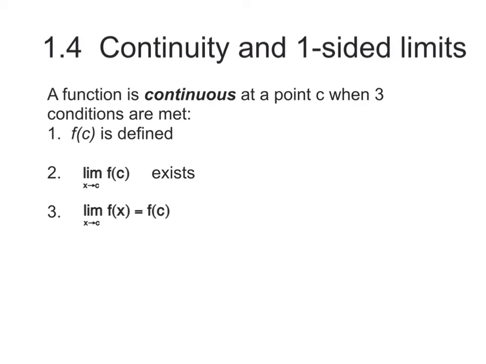Okay? So a function is continuous at a certain point C, any point C, when these three conditions are met. F of C is defined, so the y value is defined at that point, at that x value of C. The limit, as x is approaching C, of the function exists. We talked about limits that exist and don't exist before. And the limit, as x approaches C, of that function is equal to the value of the function. So both 1 and 2 together for this third part. And what might that look like?